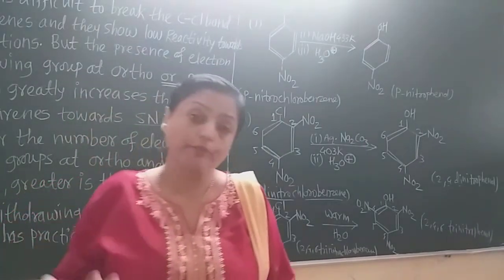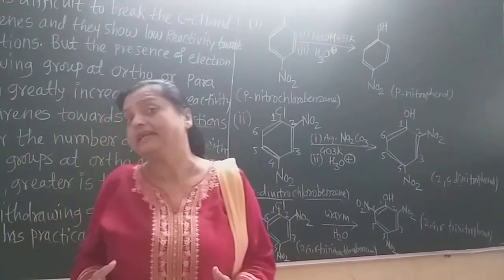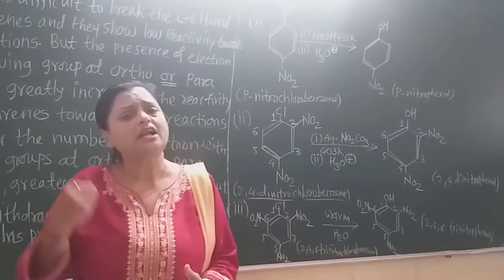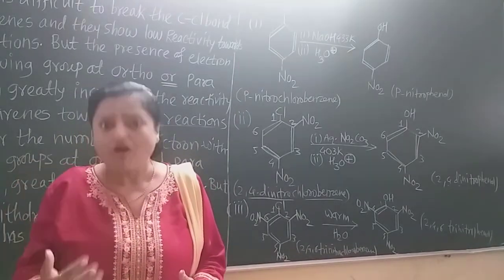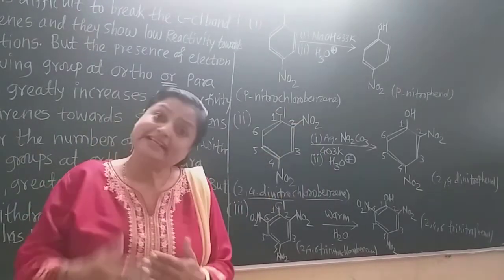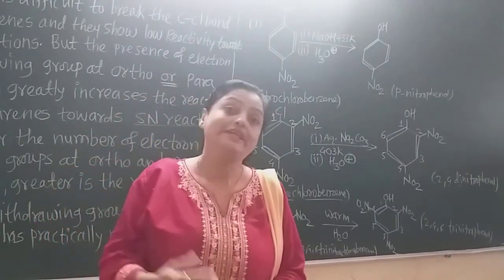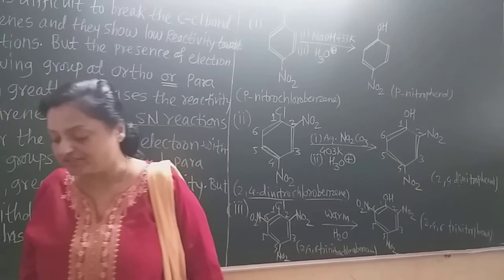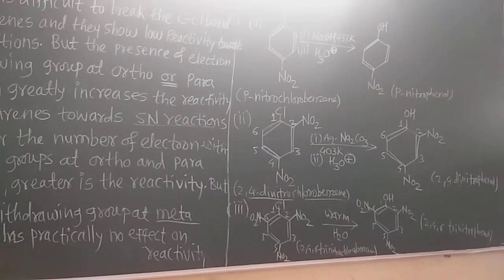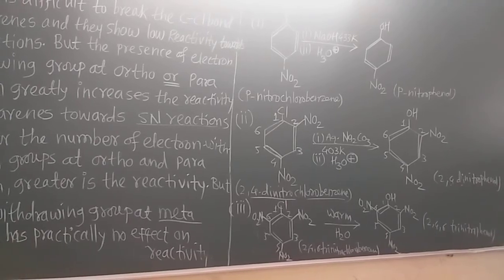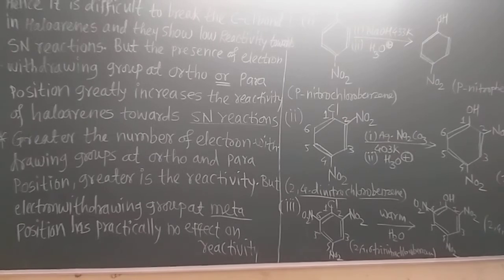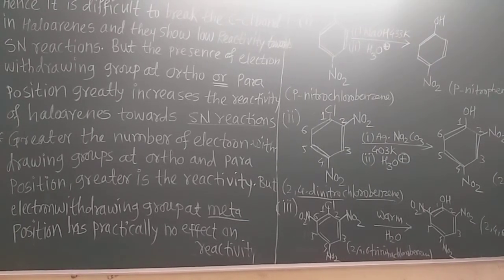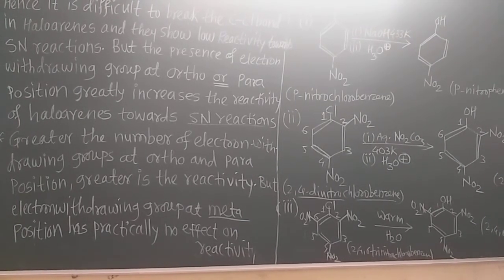Students can write their answer confidently, because a give-reason question is definitely there: why are haloarenes less reactive toward the nucleophilic substitution reaction, and why does the electron withdrawing group increase the reactivity of the haloarenes toward the nucleophilic substitution reaction. Such a type of question will be there. You must write this answer and give all these 3 reactions so that you can put your answer very confidently.